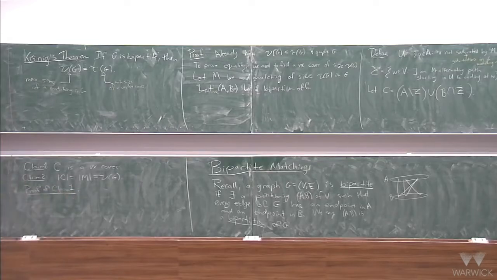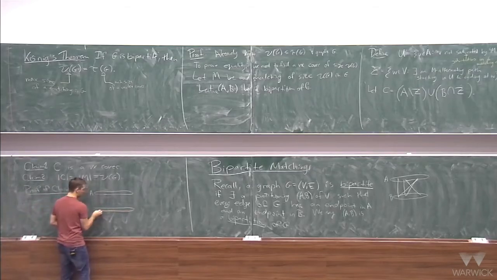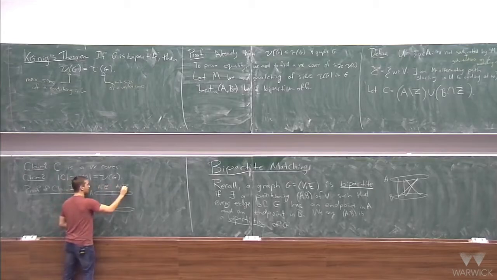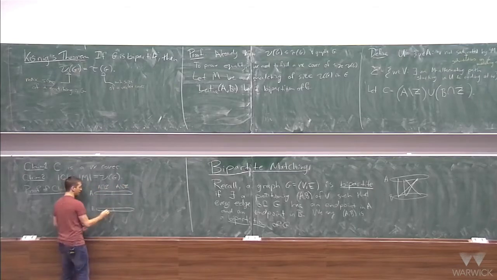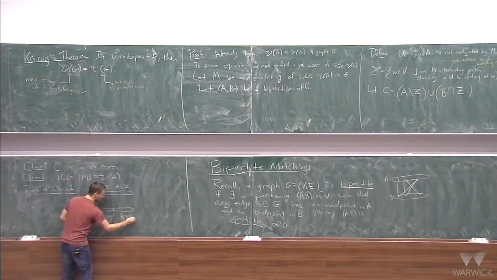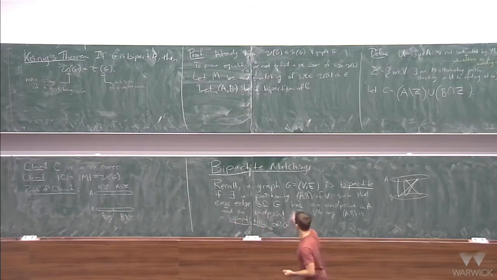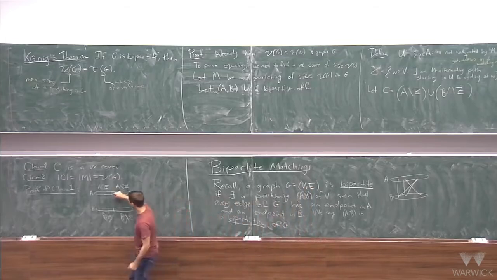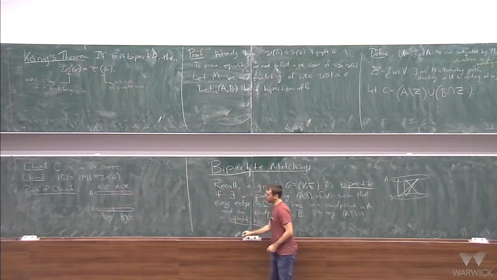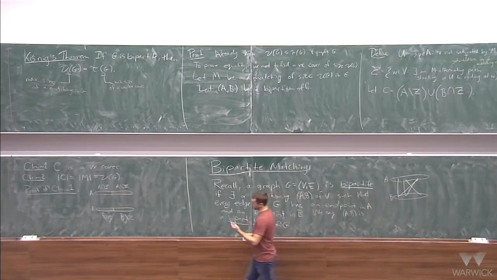For this, it's maybe helpful to draw a little picture. So I've got the set A, I've got the set B, I've got A intersect Z and A minus Z, which of course partitions A, and I've got B intersect Z and B minus Z. The set C that I chose, by definition, is A minus Z together with B intersect Z. Okay, so I want to show it's a vertex cover.